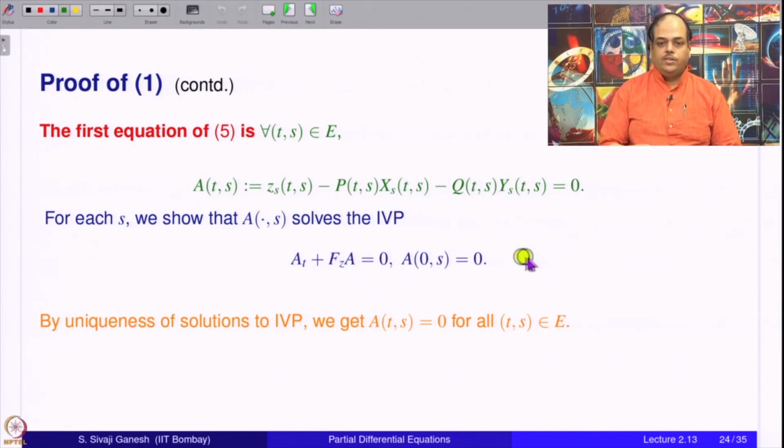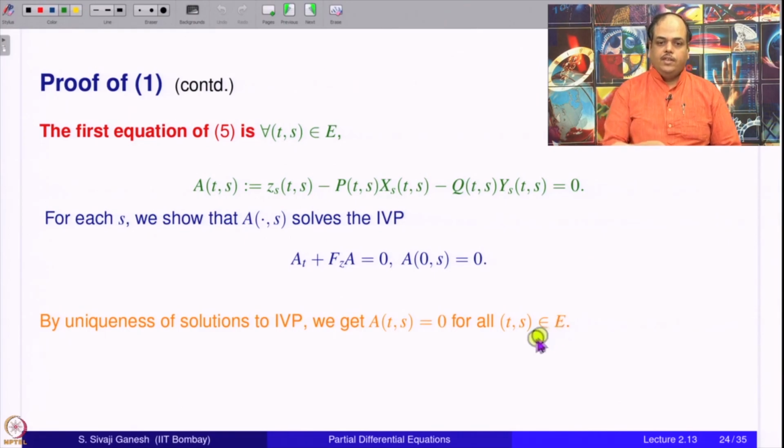The zero solution is a solution. A of t equal to 0 is a solution. Here it satisfies this condition. Therefore, if this is a linear equation with continuous coefficients, this will be Lipschitz. Therefore, you have a unique solution. Therefore, A(t,s) will be 0 for every t, and this happens for every fixed s. Therefore, A(t,s) is 0 for all (t,s). Fine.